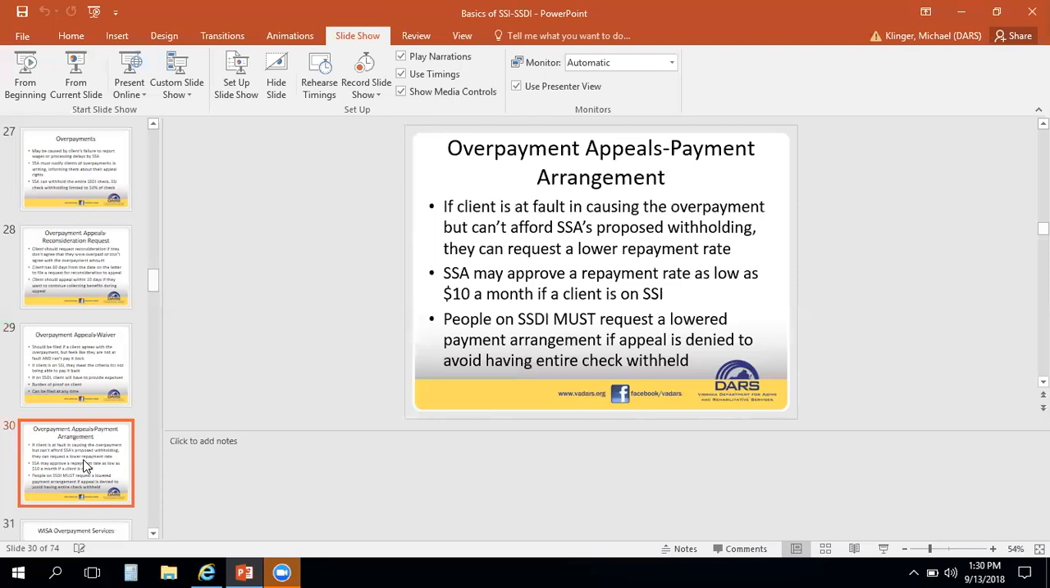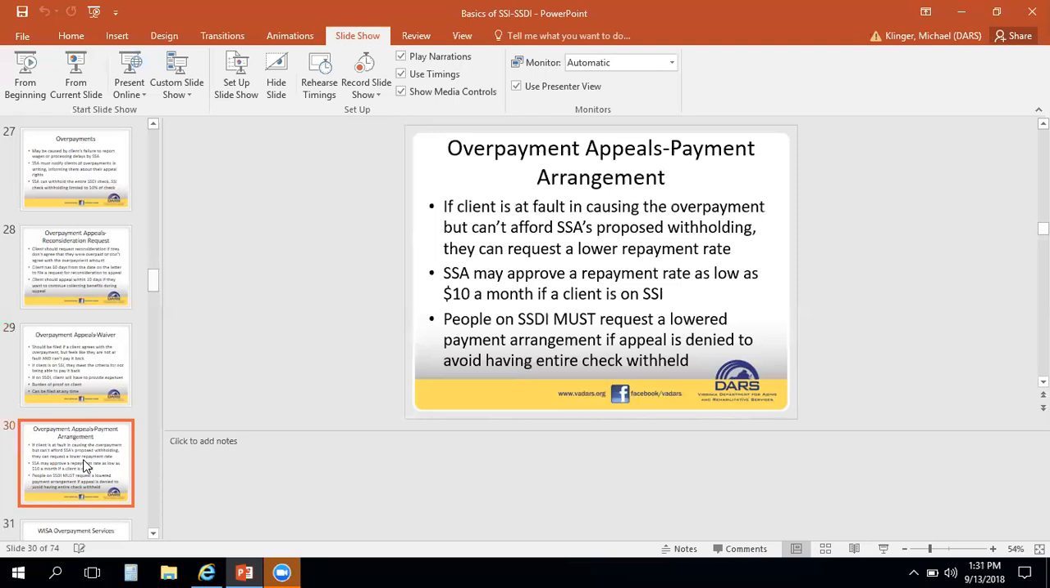If a person is on SSI, like I said, the general rule is the maximum they can withhold is 10% of their SSI benefits. But because SSI is based on need, sometimes Social Security can go as low as $10 a month if the client's income is SSI.